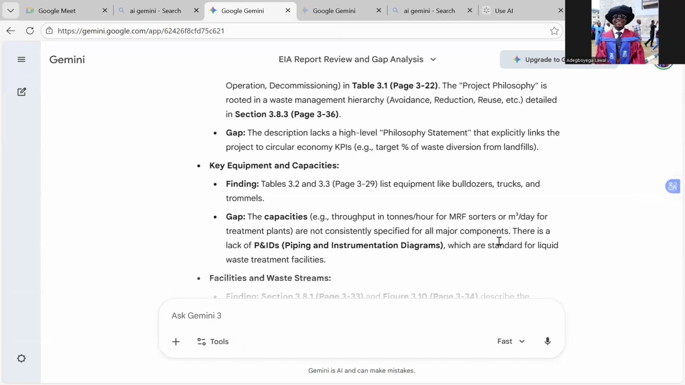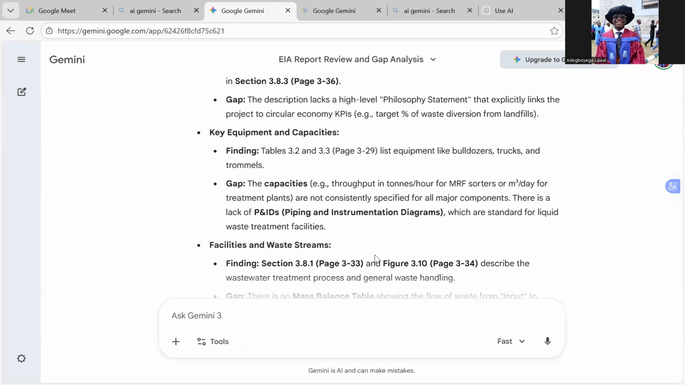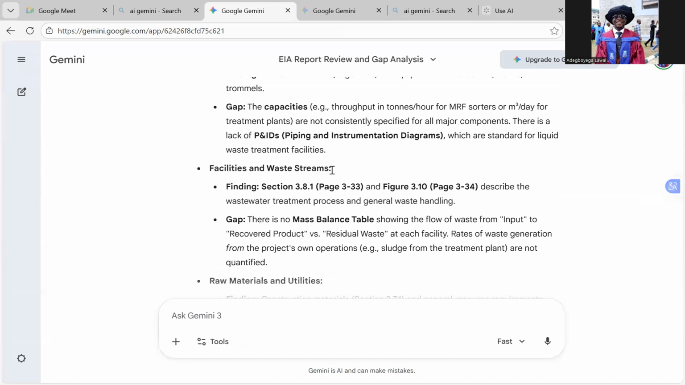And it's also said that there is a gap in terms of the piping and instrumentation diagram. There is need to add this diagram, which is standard for liquid waste treatment facility, just to help to know where the sludge goes to, where the wastewater treatment plant goes to, and how this moves. This is where you can understand this area, the piping and instrumentation diagram. So for the facilities and waste stream, describe the wastewater treatment process and general waste handling. There is no mass balance table. So these are areas of improvement with respect to chapter 3 under the facilities and waste streams.